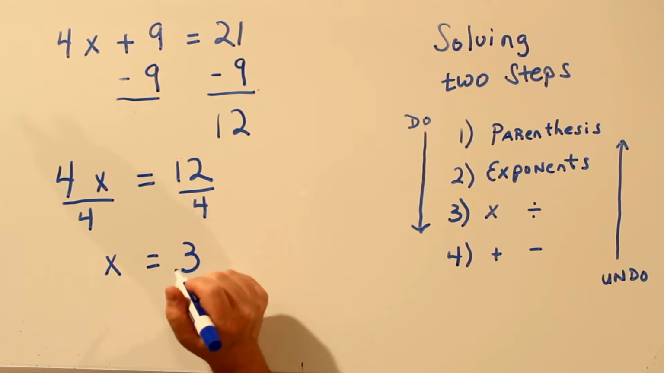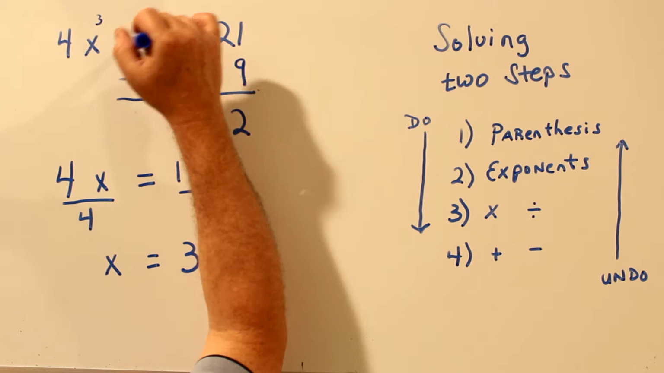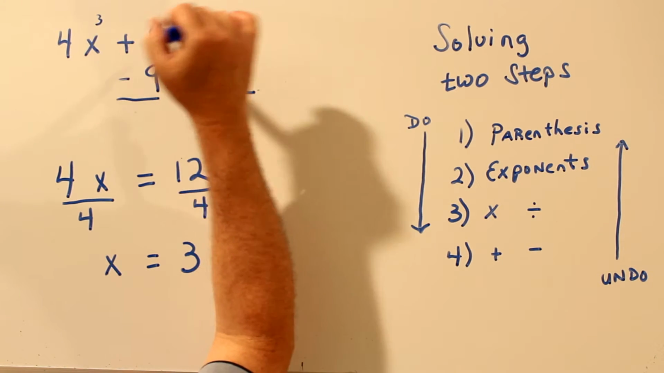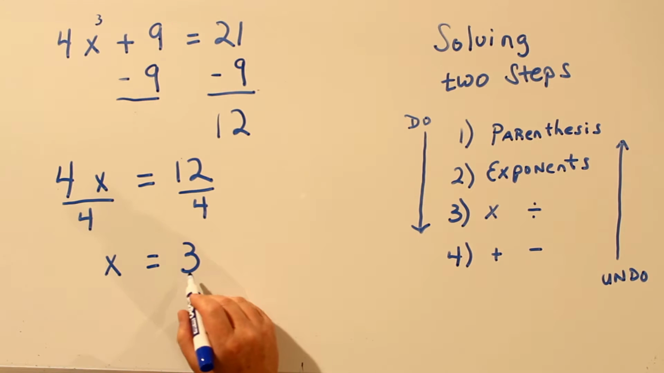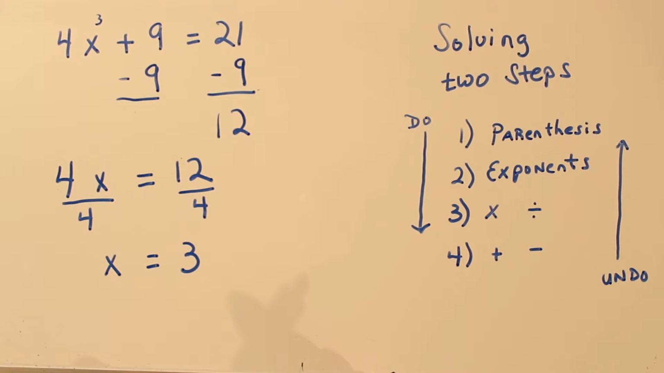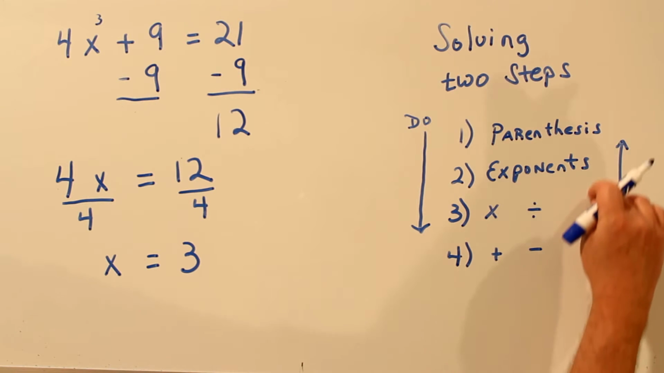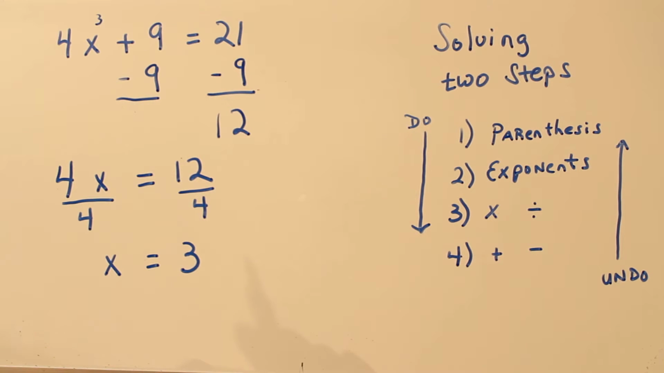X equals 3. And if we put 3 into our original equation, 4 times 3 is 12, plus 9 equals 21. So 21 equals 21. So x equals 3 solves the equation because it makes the equation true for that value of x. And we did it using 2 steps, and we did it in reverse order of the order of operations.